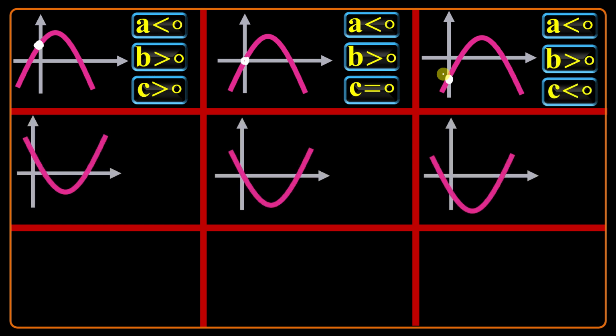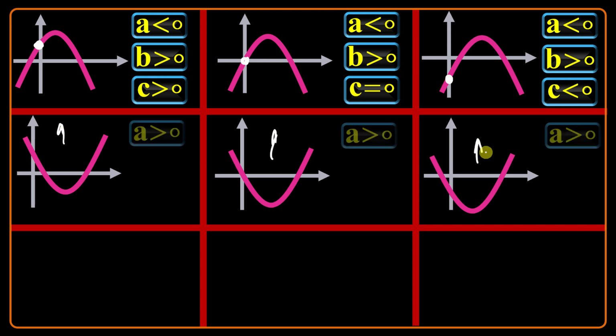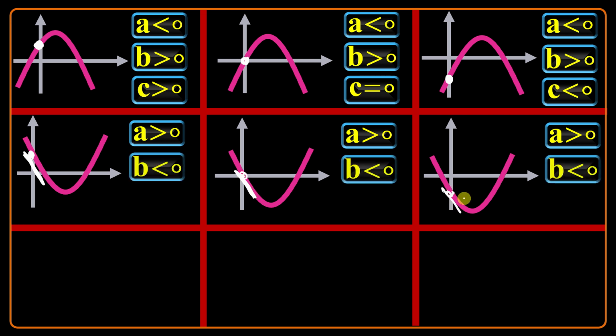What about these three? The three are concave up or opening up, so I can say a is positive. What about b? Then let's check when the parabola crosses the vertical axis. Here is negative slope, here also negative slope, here also negative slope. So the three cases indicate negative b. What about c?